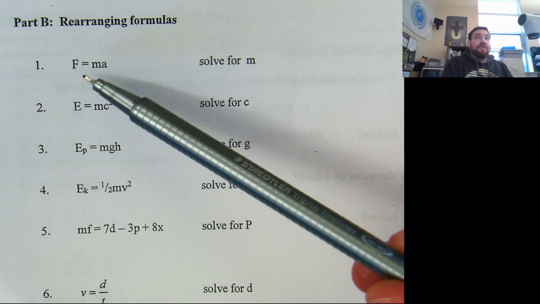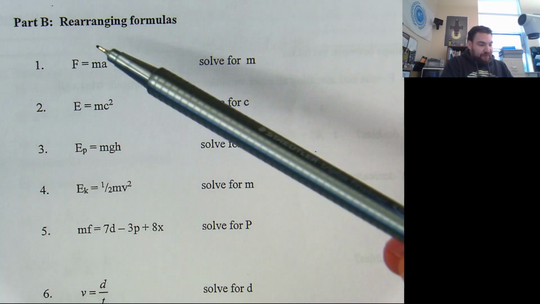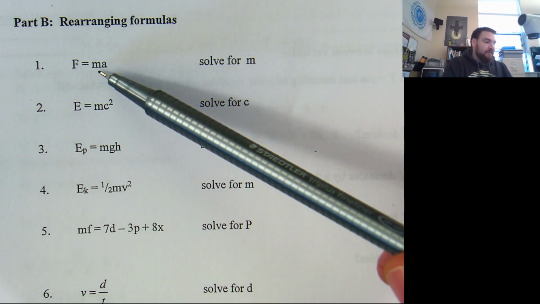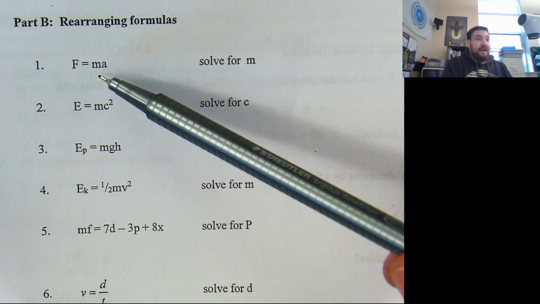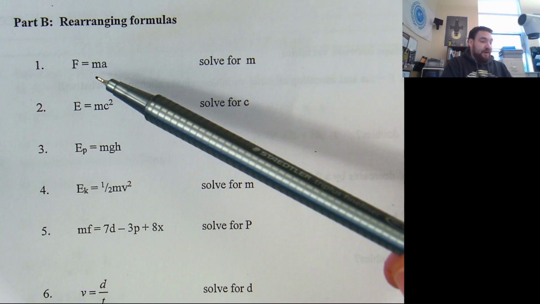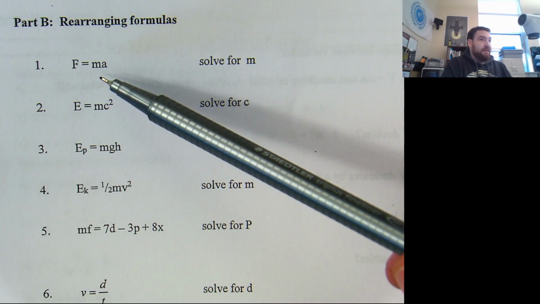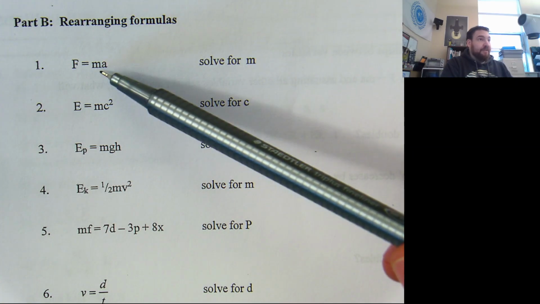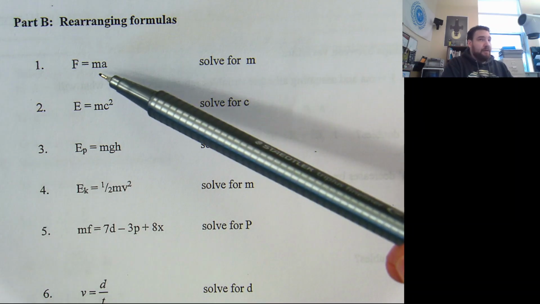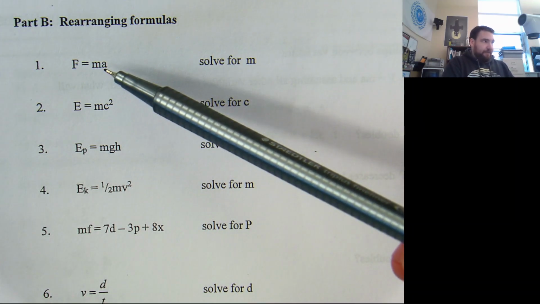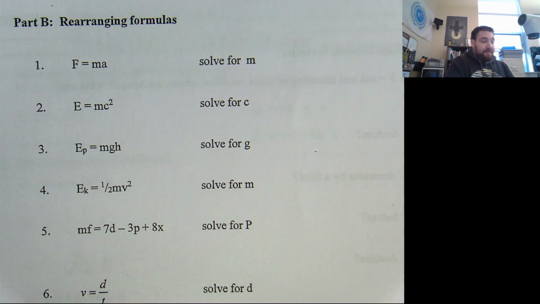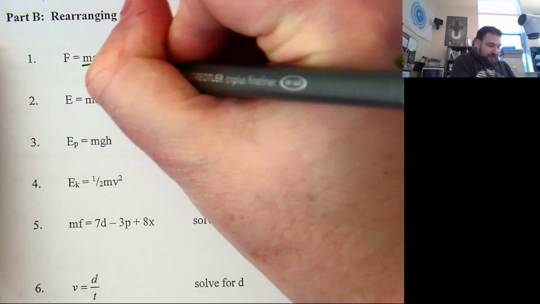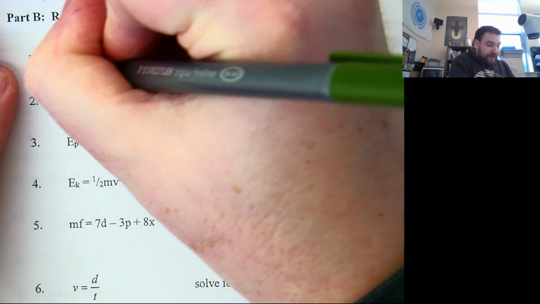So if I've got F equals MA, I want to solve this thing for M. If there's no mathematical symbol given, then what's the operation going on between the M and the A? They're being multiplied. So if these two are being multiplied together, and I want to get rid of one of them, what do I have to do with the one I want to move? I have to divide. The opposite of multiplication is division. Whatever I do to one side, I would do to the other.